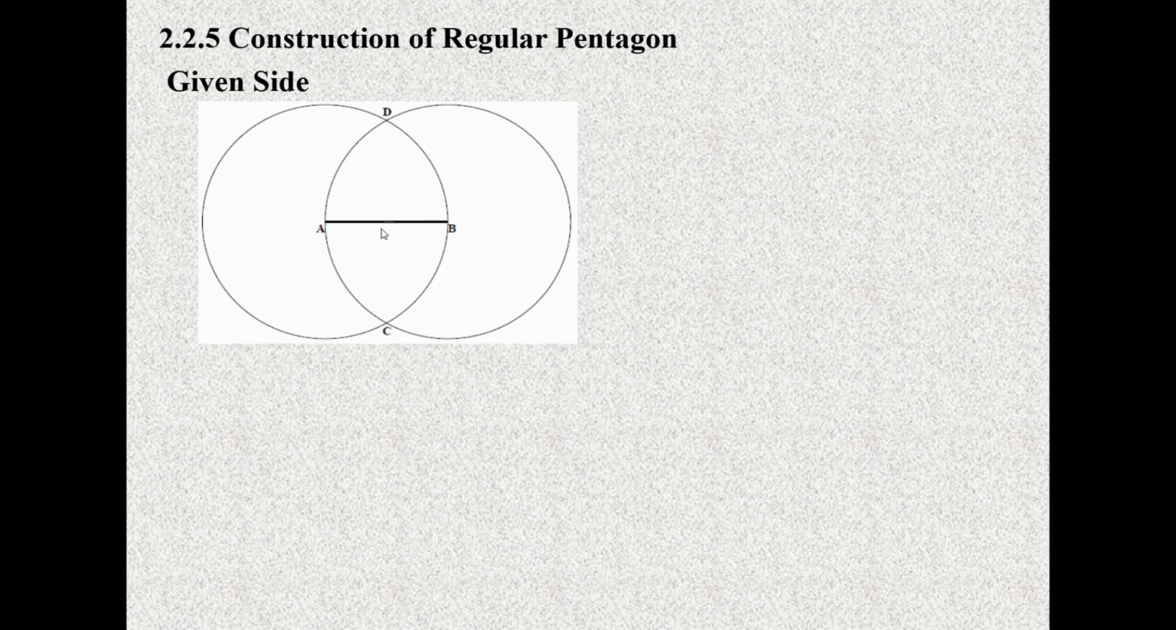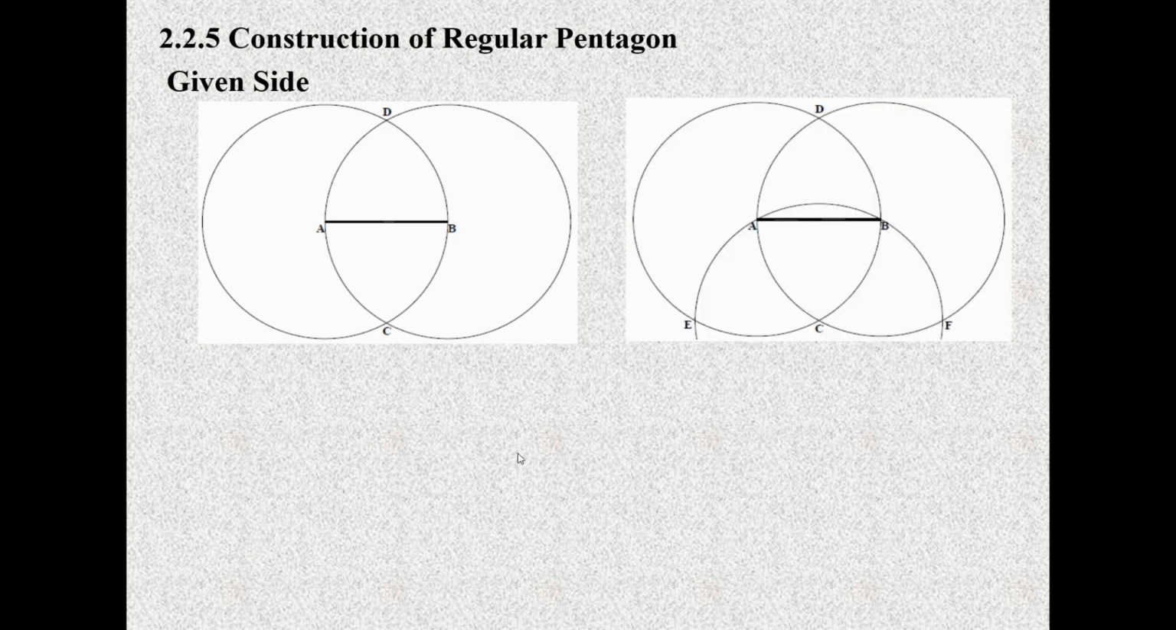In second step, you should do two constructions, or you should draw two circles. With A as a center and AB as a radius, you should draw a circle. And again, with B as a center and AB as a radius, you should draw another circle. These circles will be intersecting at D and C. Then in next step, again with center C and radius either CA or CB, you should draw an arc which intersects this circle at E and that circle at F.